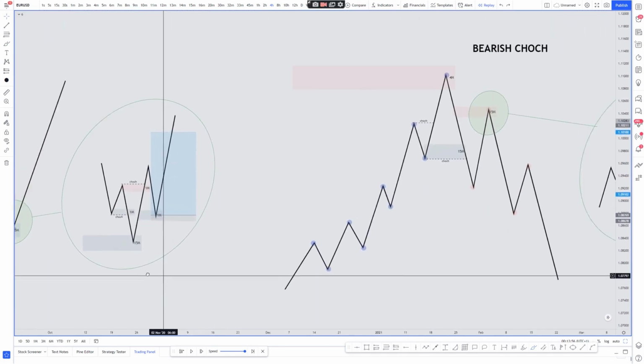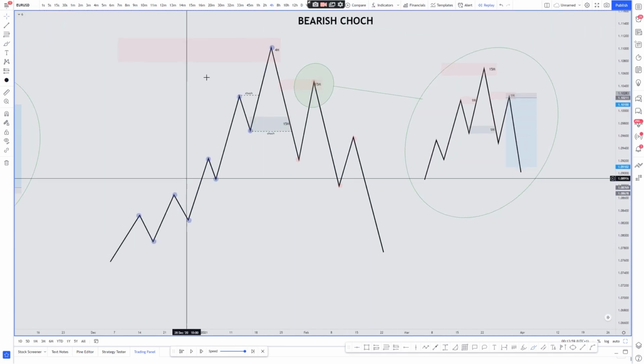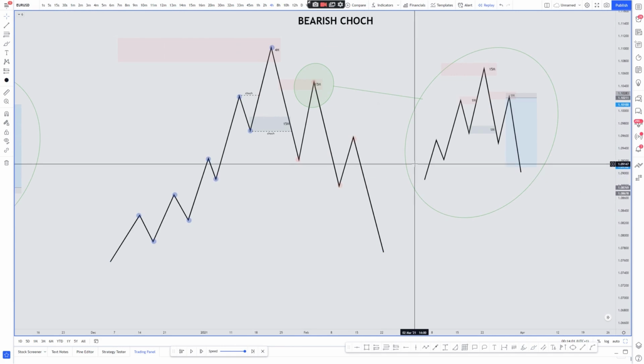It's very important we get this nailed down, guys. We want to be with 4-hour structure and 15-minute structure. This is what will keep us from taking a lot of extra losses.